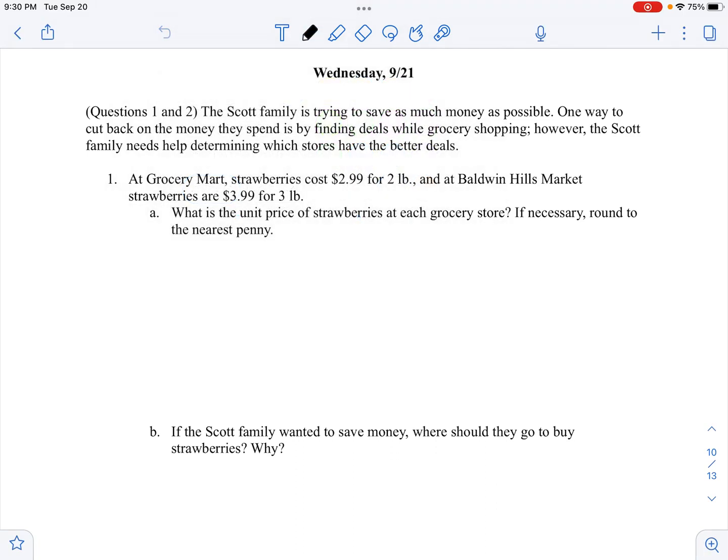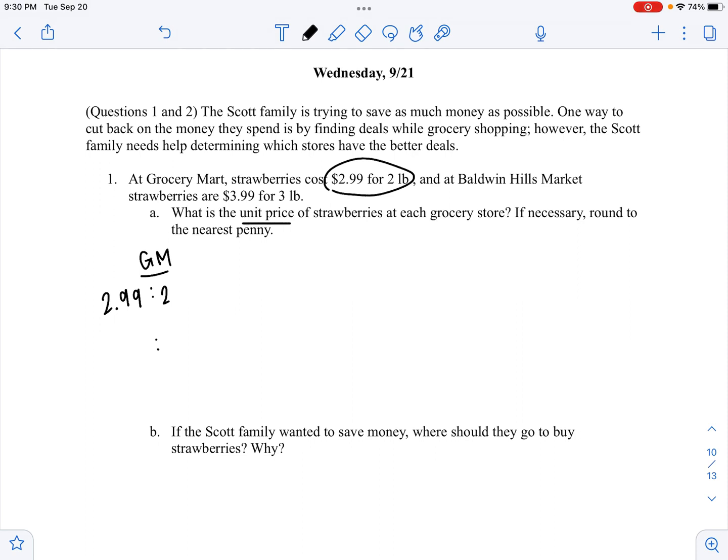I'm going to demonstrate how to find unit price by using Grocery Mart as an example. I'll abbreviate GM. At Grocery Mart, strawberries cost $2.99 for 2 pounds. You can think of this as a ratio of dollars to pounds, $2.99 to 2. Unit price is the cost per one.